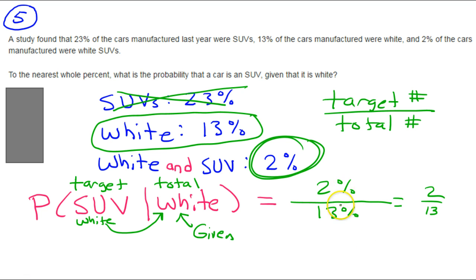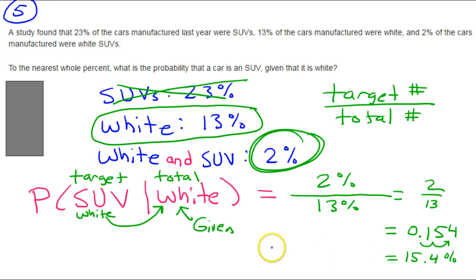All right, obviously 2% out of 13% is the same thing as 2 out of 13, which as a decimal is 0.154. And they want us to round this to the nearest whole percent. All right, to change this to a percent, you move the decimal point twice. So this would be 15.4%. So as far as the nearest whole percent, we're talking about 15%. So that should be the answer.